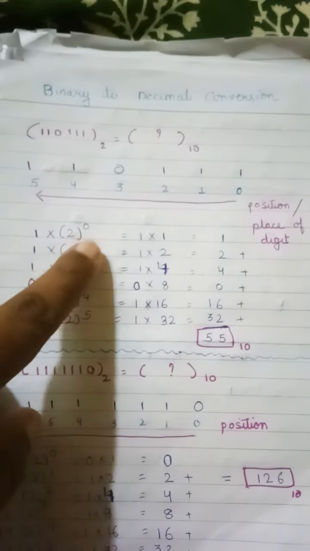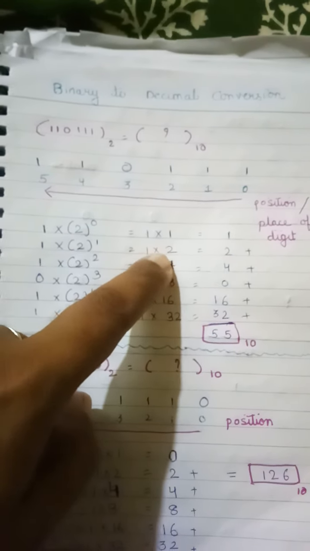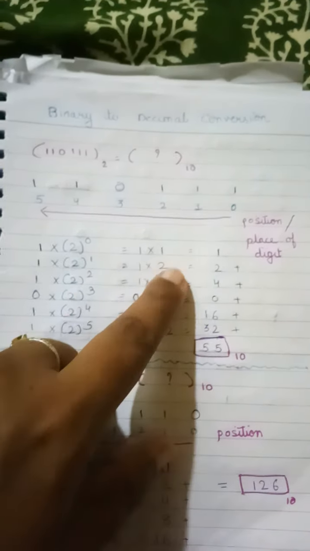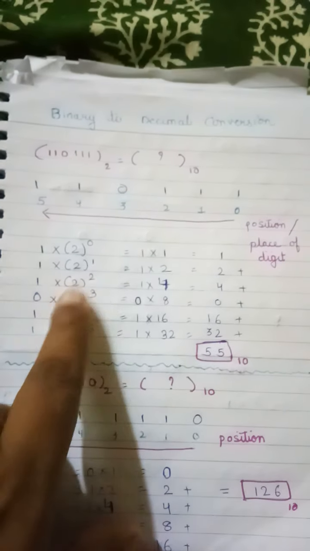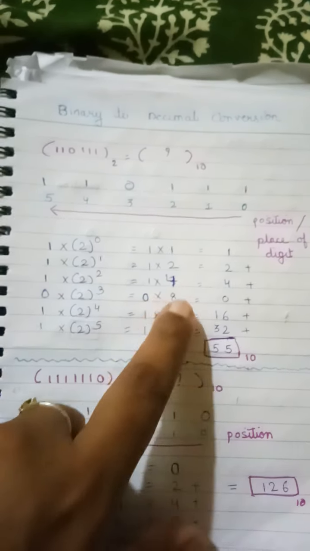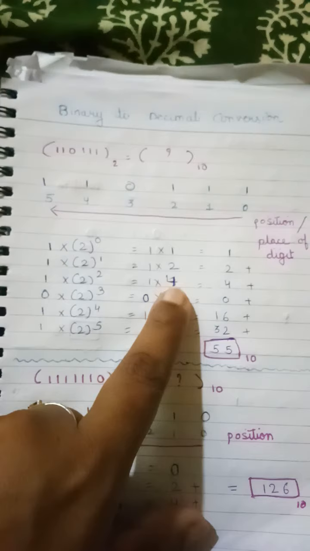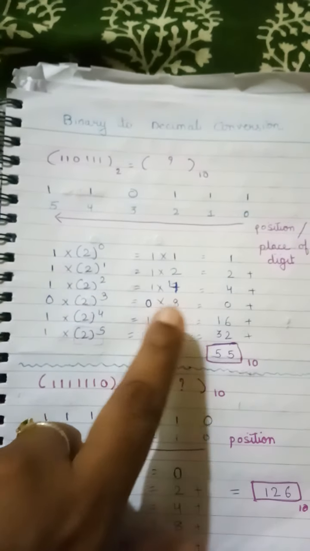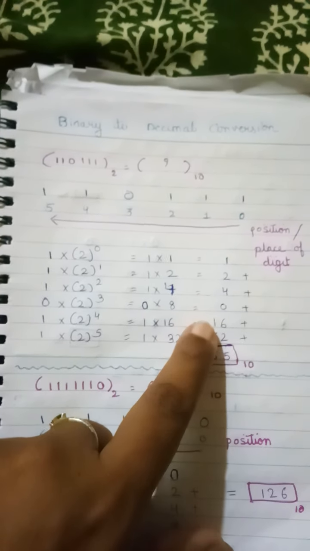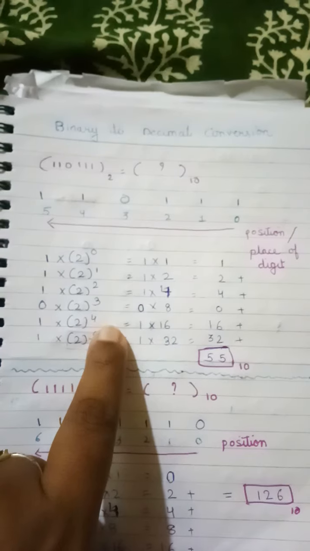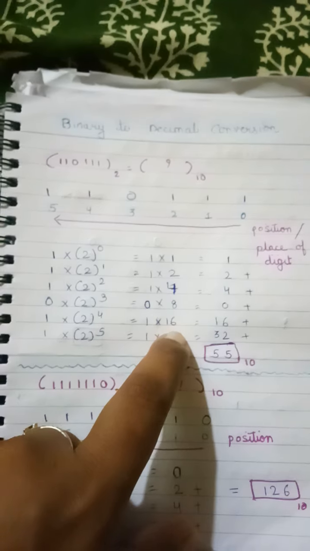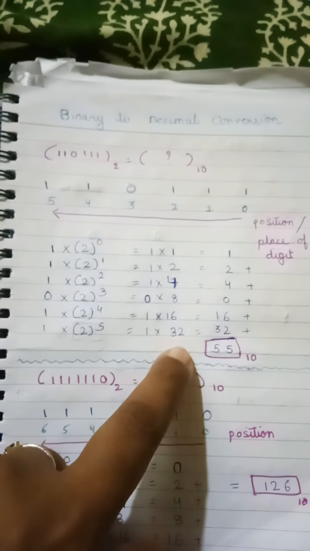Any number raised to 0 is equal to 1. In maths you would have learned this concept. So 1 multiplied by 1. 2 raised to 1 is 2. 2 raised to 2 means 2 multiplied by 2, that is 4. 2 to the power 3 is 2 into 2 into 2, that is not 6, it's 8. 2 to the power of 4 is 2 into 2 into 2 into 2, so 4 times 2 comes to 16. Then 2 raised to 5 comes to 32.